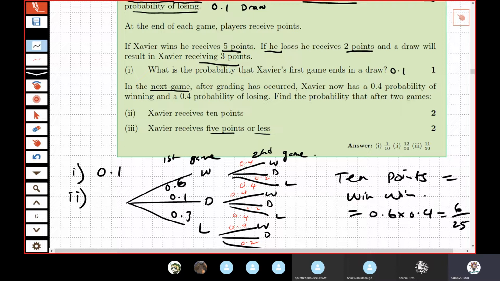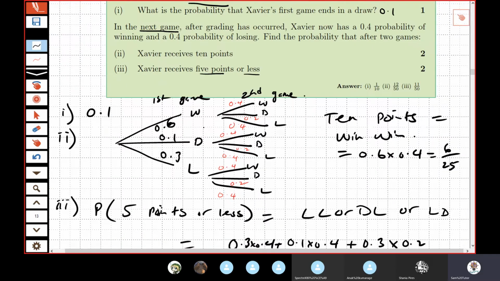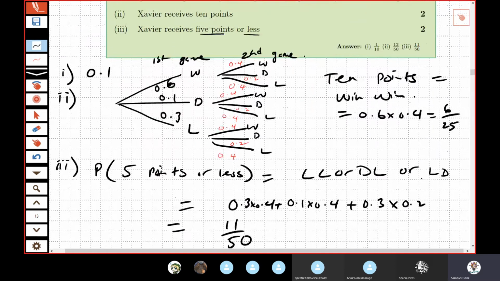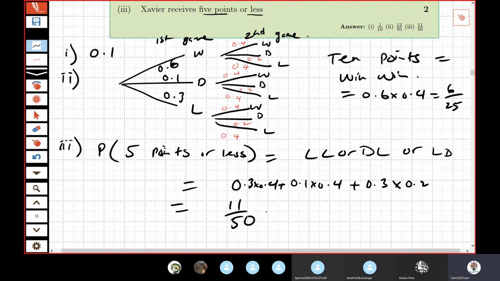So then he can lose the first one and lose the second one. He'll get 4 points. So that's one option: lose, lose. And then it'll be lose and draw, so 2 plus 3. Or he could draw, which is 3 points, and then lose. And that's it. He can't even draw twice because that would be 6 points. So 5 points or less: lose-lose, lose-draw, or draw-lose. And then that's it. 11 over 50.